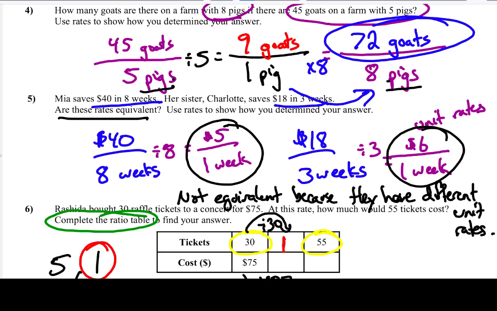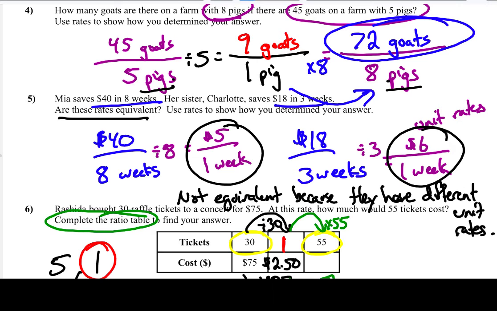75 divided by 30 is $2.50. Remember, we're talking about money, so 2.5 would not be correct. Now I need to go from 1 to my final answer of 55. Remember that 1 was an equivalent rate, but it was helping me go from one to the other because it's hard to go from a 30 directly to a 55. Well, to do that, I would multiply times 55.